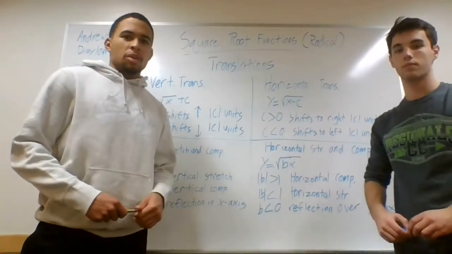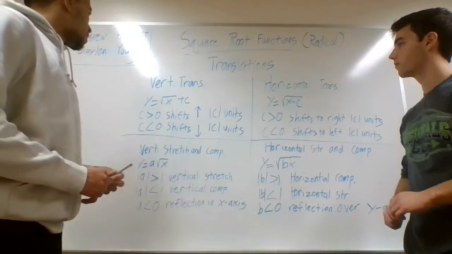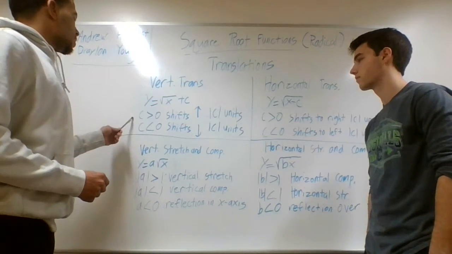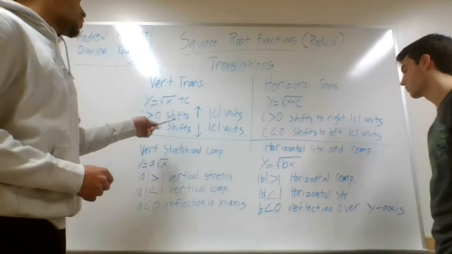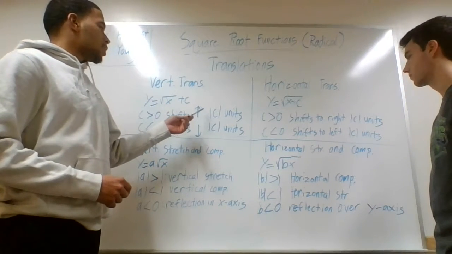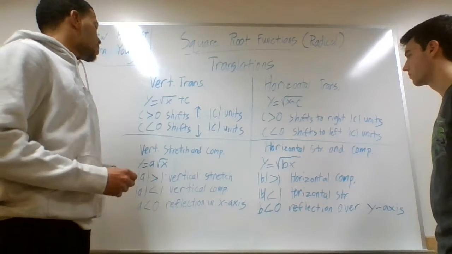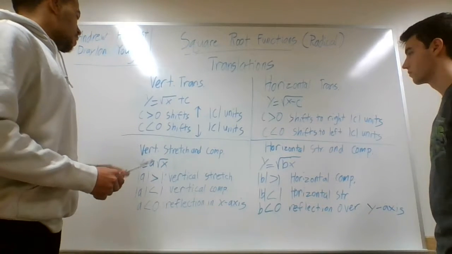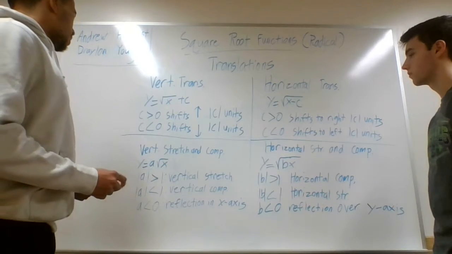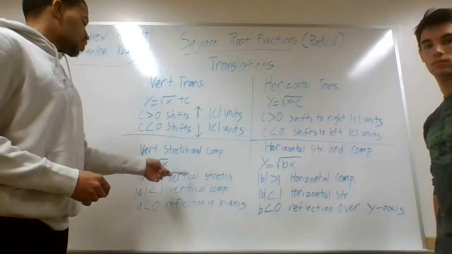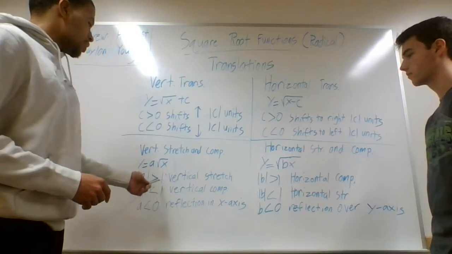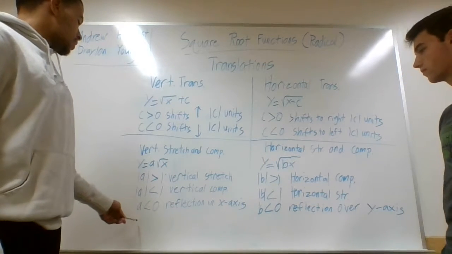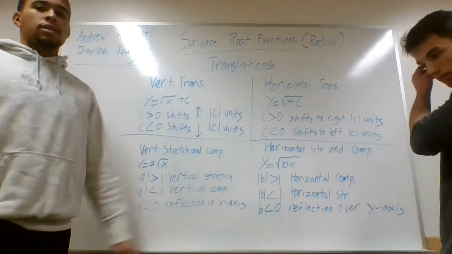Okay. Now we'll be talking about translations in square root functions. So as you can see, we have y equals the square root of x plus c. First we see that c is greater than 0, and it will shift up whatever c units is. It could be 5, 1, or whatever it is. Whatever c is, it shifts up that many units. If c is less than 0, then it shifts down that many units. And for vertical stretch and compression, for y equals a times the square root of x, if a is greater than 1, there's a vertical stretch. If a is less than 1, there's a vertical compression. And if a is less than 0, there's a reflection in the x-axis.